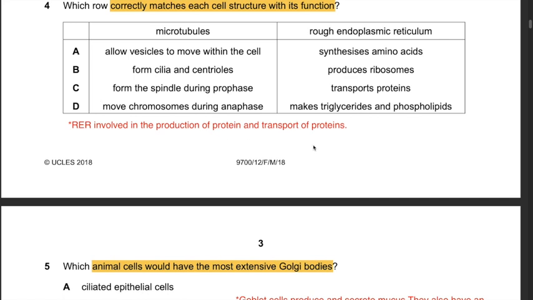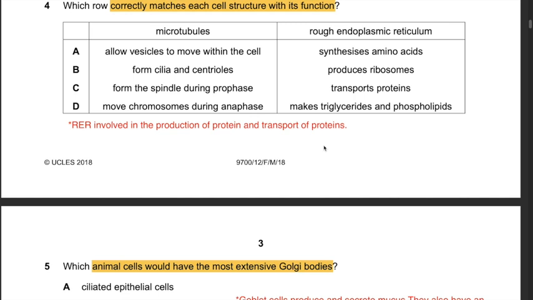Question 4. Which row correctly matches each cell structure with its function? Microtubules and rough endoplasmic reticulum. Let's look at option A. Synthesizes amino acids under rough endoplasmic reticulum. That is incorrect, because rough endoplasmic reticulum is mainly concerned in the production of protein and transport of proteins. It has nothing to do with synthesizing amino acids.